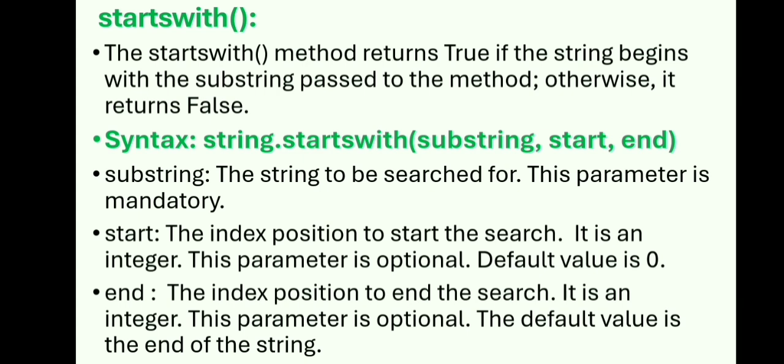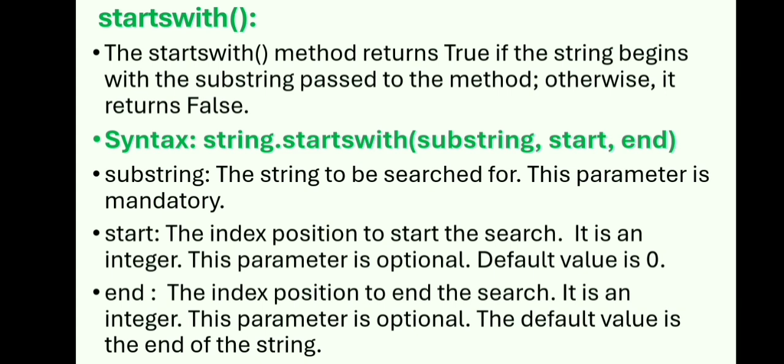This parameter is mandatory. Start: the index position to start the search. It is an integer. This parameter is optional. Default value is 0. So start is the index position to check the string beginning at that position. End: the index position to end the search. It is an integer. This parameter is optional. The default value is the end of the string. The end value is excluded while checking.